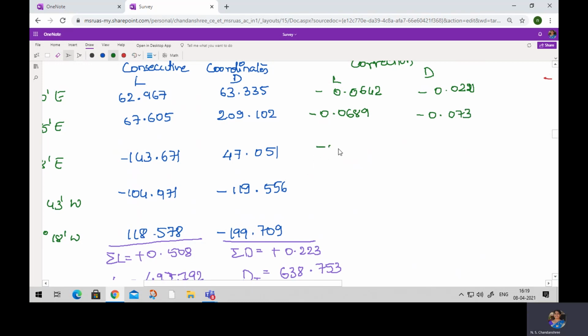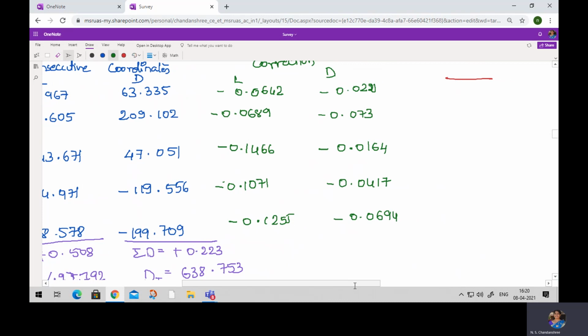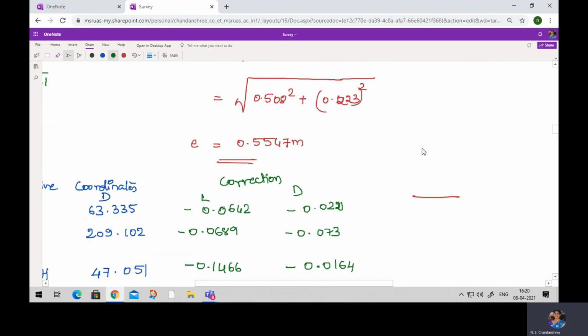Here it is minus 0.1466. Here it is minus 0.0164. Next, minus 0.1071. This is minus 0.0417. And this is minus 0.1255. Here it is minus 0.0694. And the last column is same as above. That is, we will find out the corrected coordinates.